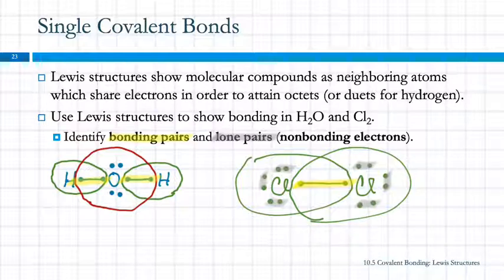Over here, this oxygen has 2 non-bonding pairs. The hydrogens don't have any non-bonding pairs because they only had 1 electron and they're sharing that with the oxygen. We need to be able to count lone pairs and bonding pairs for a future thing we're going to do. Any questions?